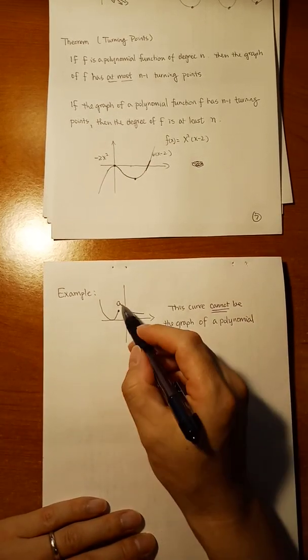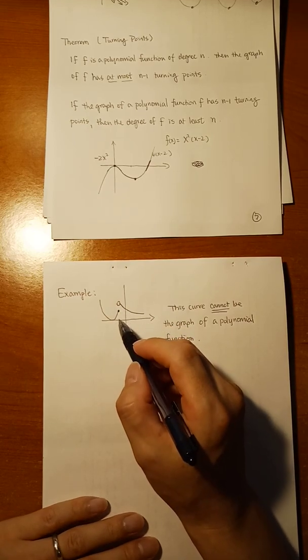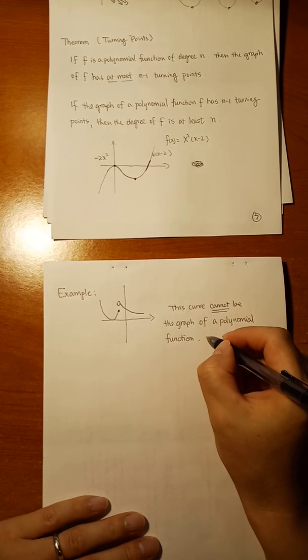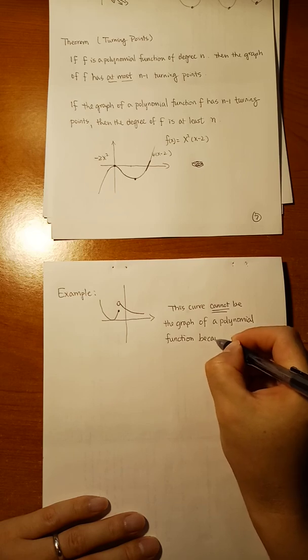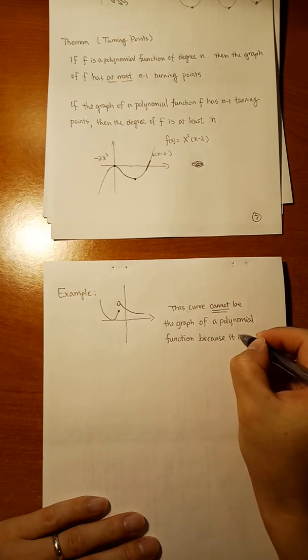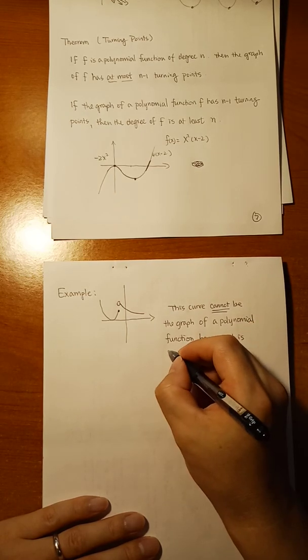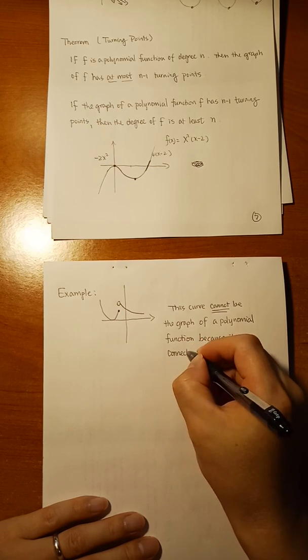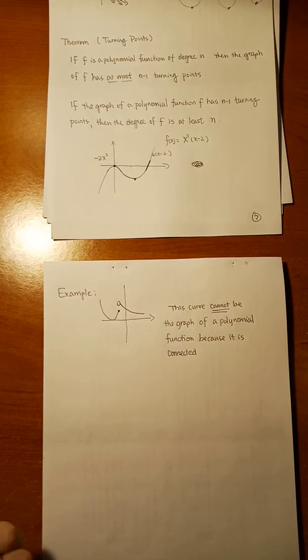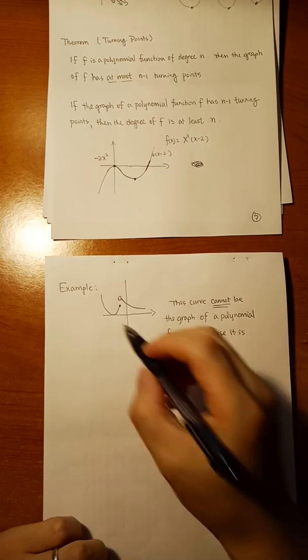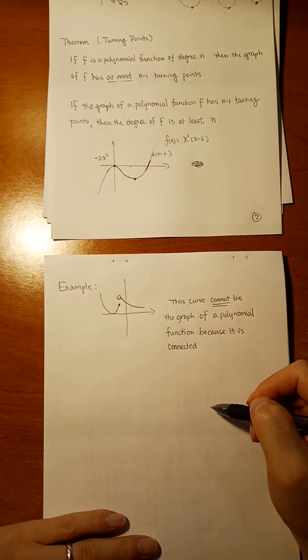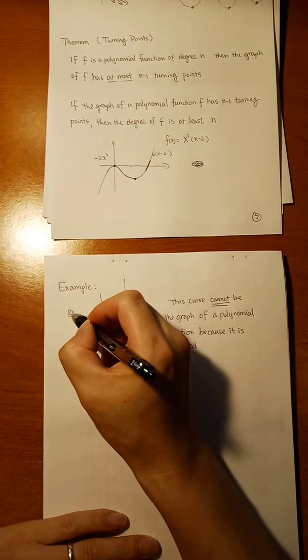The reason is that the curve is not continuous. Because it is not connected. The graph has to be connected. It has a jump. Okay, so the first case.